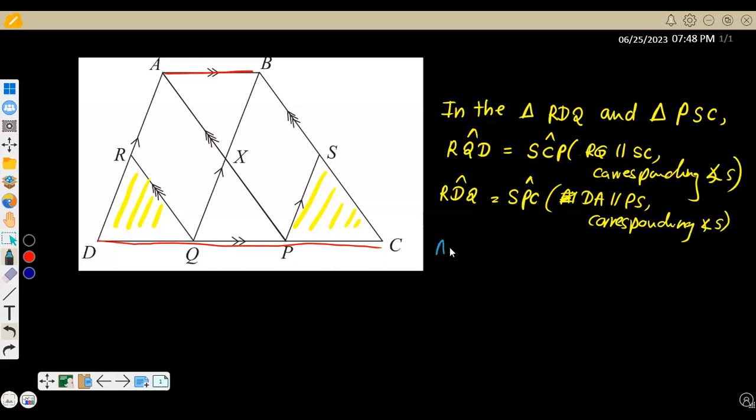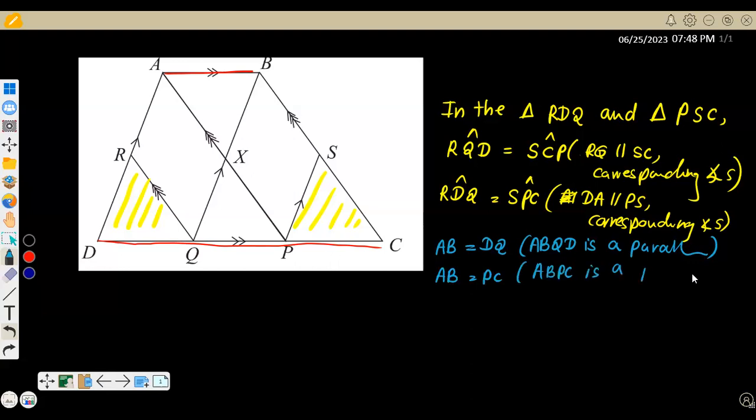First of all, we say that AB equals DQ because ABQD is a parallelogram. Then the other thing is AB is equal to PC. The reason is ABPC is a parallelogram. We have shown it before.